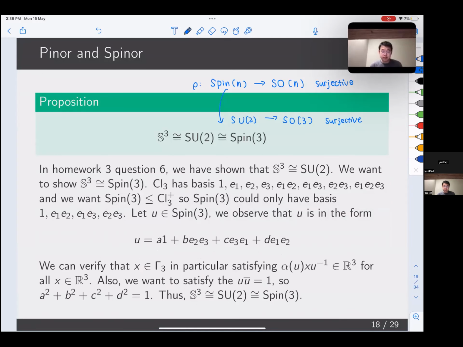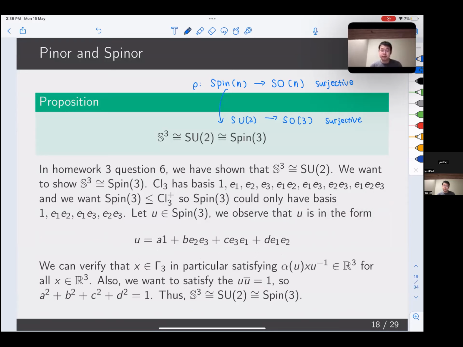So here we can show that S3 is isomorphic to SU2 and it's isomorphic to Spin(3). We have already shown that S3 is isomorphic to SU2, so we only want to show S3 is isomorphic to Spin(3).